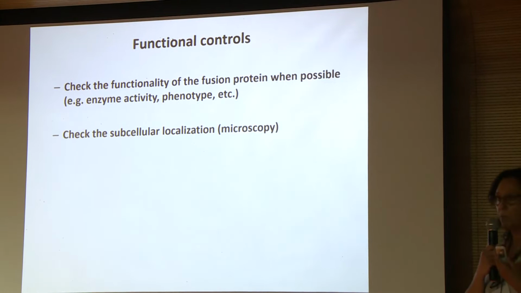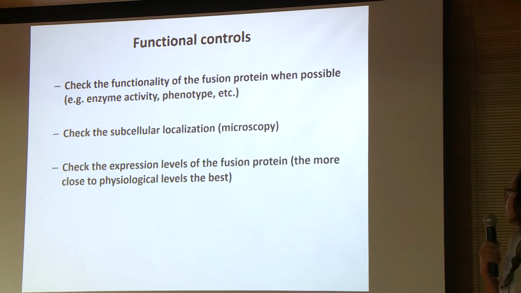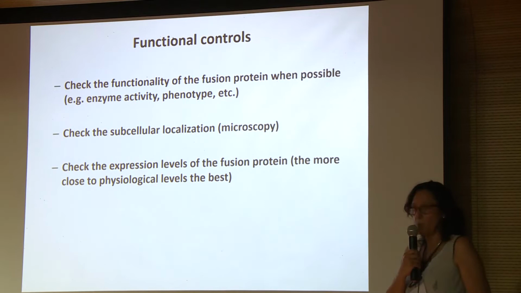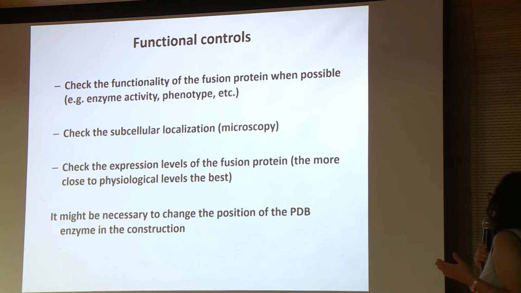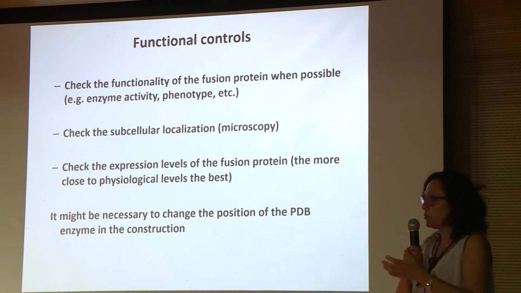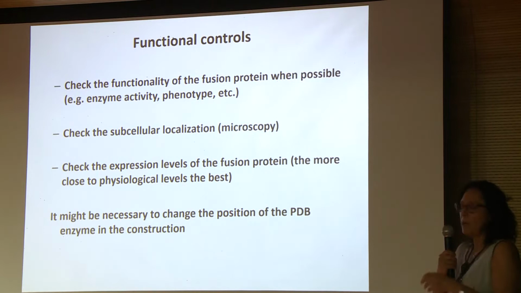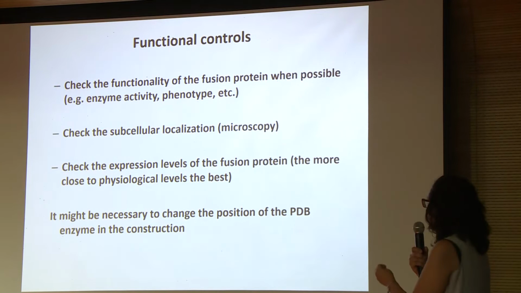Then we have to check the subcellular localization, and this is really important because we are going to explore the neighborhood. So we need to know that the protein goes to the correct place, the place where it goes in a normal situation. It is also good to check the expression levels of the fusion protein. The closer to the physiological level, the better, of course, because we are, again, not introducing artifacts. And the other point is it might be necessary to explore where to put this fusion protein because, in our case, we have a protein we are interested in, and we put the fusion at the N-terminal and at the C-terminal, and for sure, at the C-terminal, all the interaction was disturbed. So this C-terminal was very important for interacting with other partners in the cell, and putting the enzyme there makes a mess.